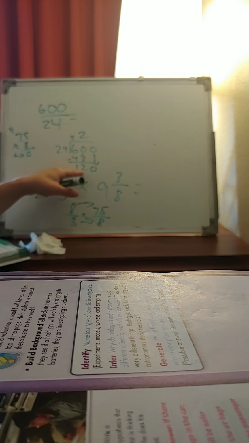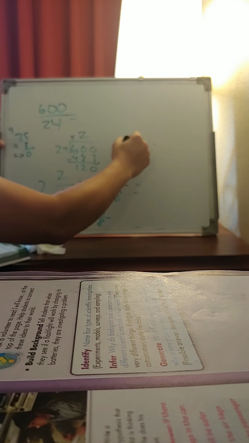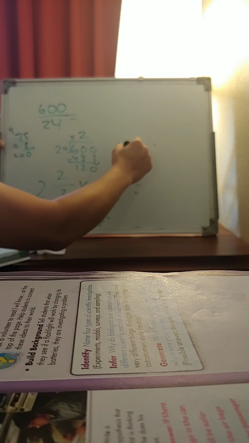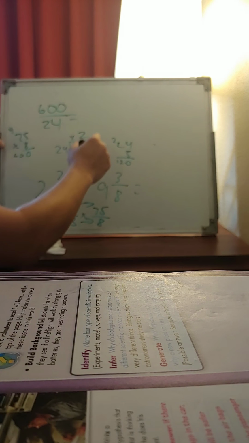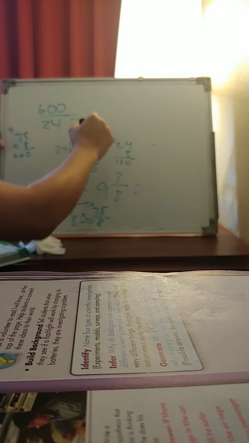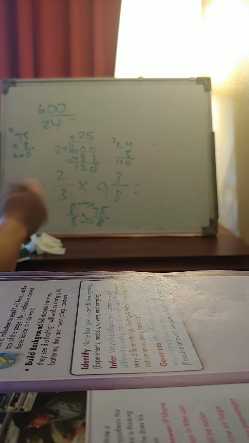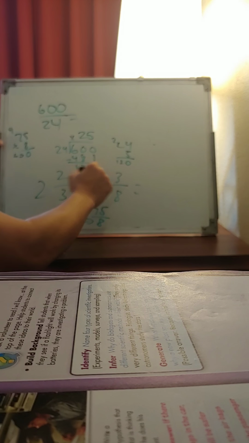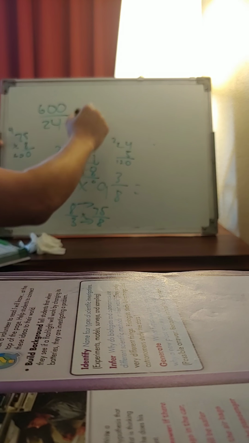So if we go in 4, we know. Let's try 5, because this is 120, and this is just a little bit less than my number. So let's try 5. 24 times 5. 5 times 4 is 20. 2 times 5 is 10, plus 2 is 12. So 5 was correct. Okay. And it looks like it's going in evenly. Perfect. So my answer is 25.